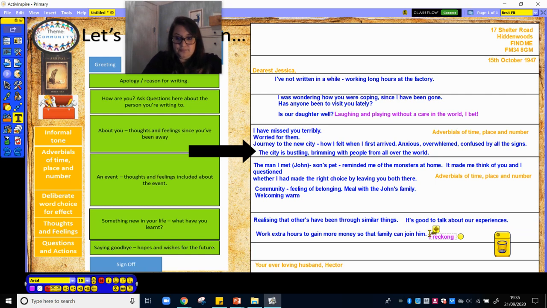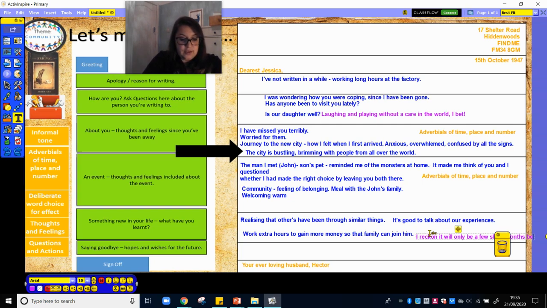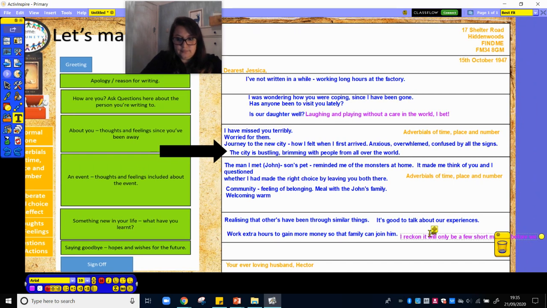I reckon it will only be a few short months before we see each other again. Okay, so "I reckon" is going to be our informal tone over here. Okay, now we've got this last paragraph. This is just us saying goodbye now.